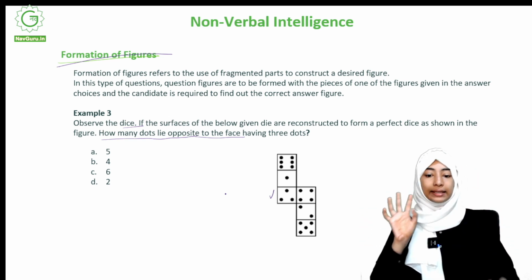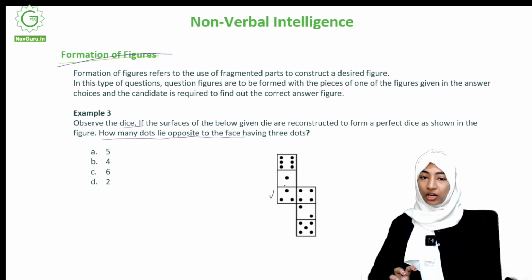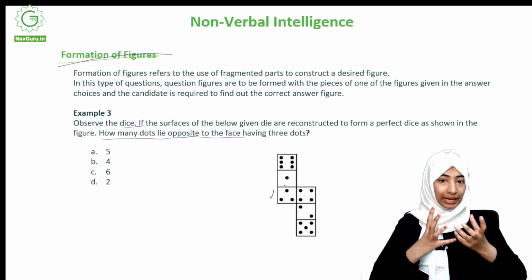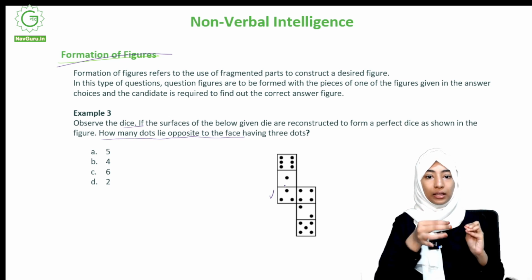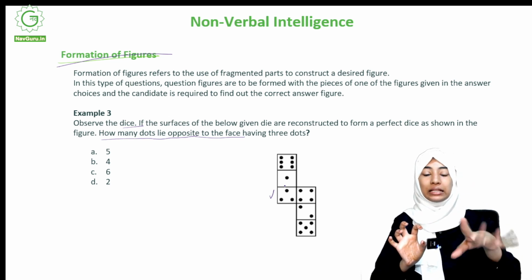Basically, I want to know, if this is the figure that I'm given of a dice, this is not how a dice looks, right? So what is this basically? Imagine you make a dice and then you open out the faces of the dice. Then this is what you get.